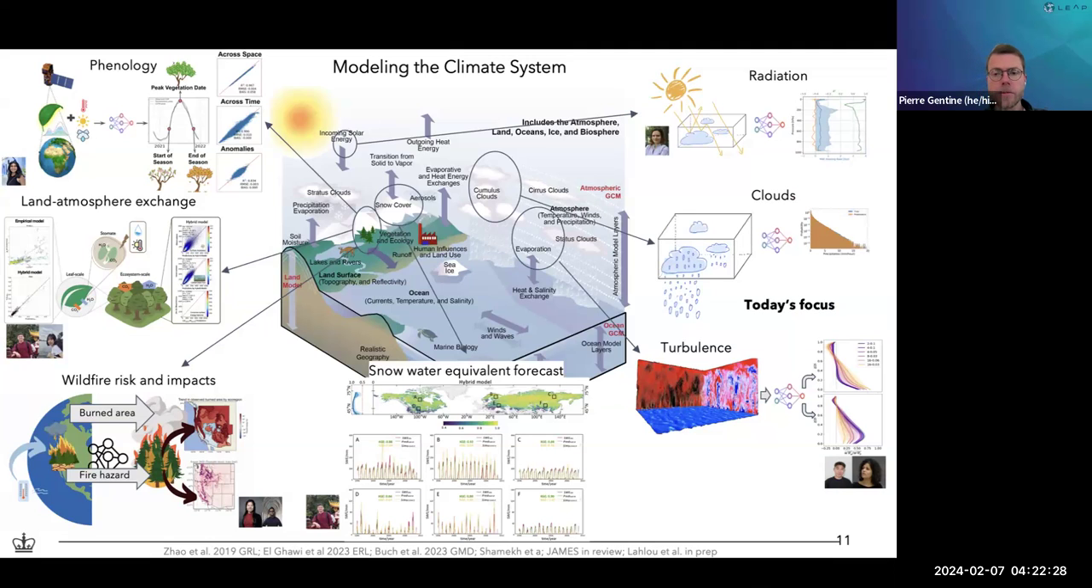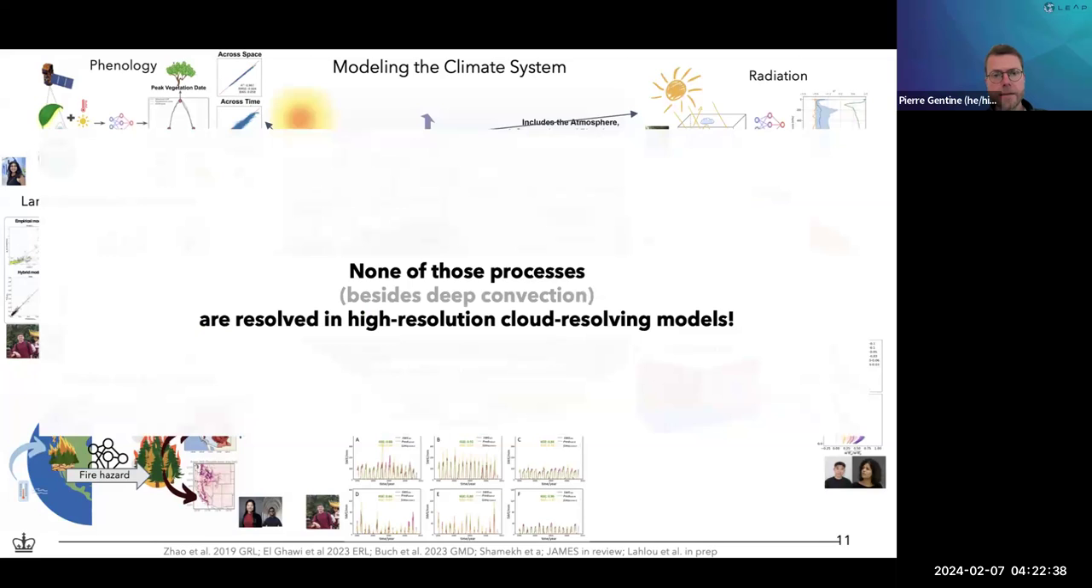But for today, I'm going to be talking mostly about clouds and how we can actually do a better job at representing clouds in coarse scale climate models. And I'd like to emphasize that none of the processes I mentioned here, except for deep convection and deep clouds, are actually resolved in high resolution simulations, which we call cloud resolving or storm resolving models. So even at a kilometer scale, which is a big push of the community, we're not resolving many key processes. So we still need to do a better job at many of those processes. Again, pushing for resolution alone is not the panacea, and that's something to keep in mind.